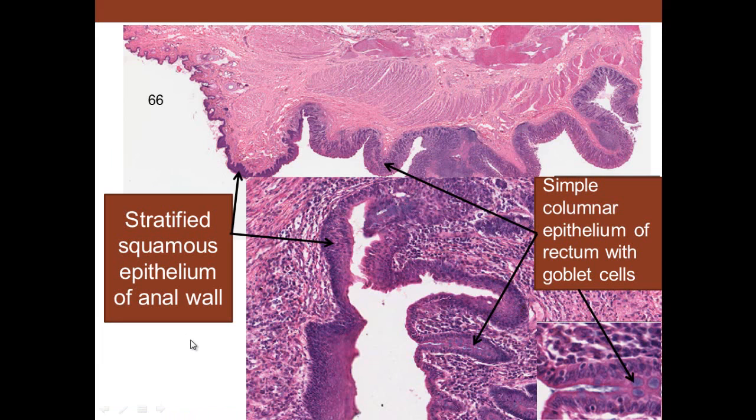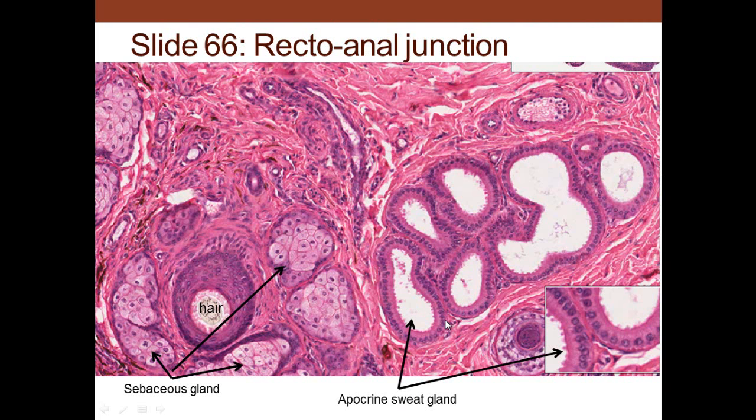Now, in this slide 66, we have two types. We have skin, which is stratified squamous epithelium, in the anal wall. And so that's what we see, stratified squamous epithelium. But in contrast, we also have a mucosa, simple columnar epithelium of the rectum with goblet cells. There are even goblet cells that we can see there. This is a mucosa that we see, the epithelium of the mucosa. Lamina propria would be in here, as opposed to here would be dermis. So we have epithelium on both, stratified squamous and simple columnar, dermis and lamina propria in through there.